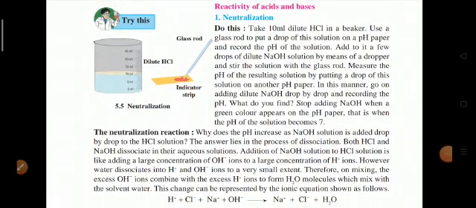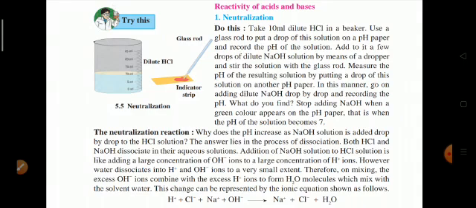Now, continuing with the chapter, we'll be studying the topic reactivity of acids and bases. Now, what is neutralization actually? HCl and NaOH dissociate in aqueous solutions. We know this. Addition of NaOH solution to HCl solution is like adding a large concentration of OH minus ions to a large concentration of H plus ions.